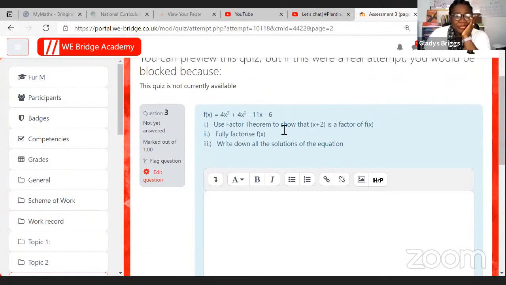Use factor theorem to show that x plus 2 is a factor of f of x.